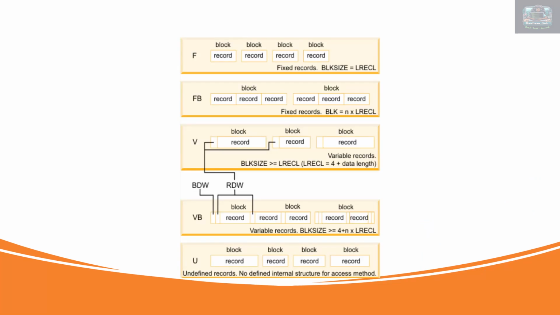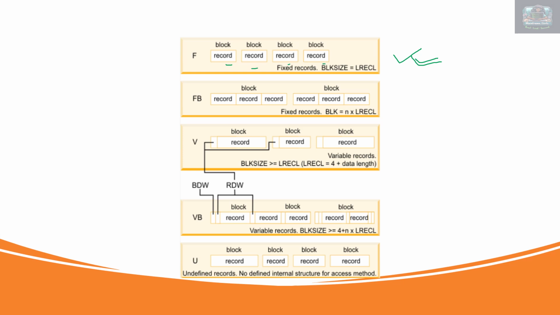This is a small picturization of how the record formats are. If you see here, this is the fixed record format only, in which we know that the block size is equal to the record length. So if you see, all the record lengths are equal to the block size in it.